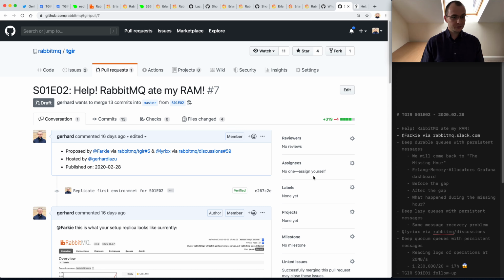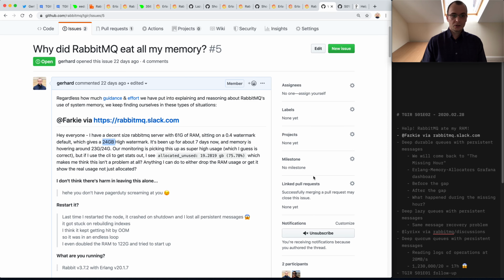This topic was proposed by Farkey via TGIR issue 5, and we have a similar discussion in RabbitMQ discussions issue 59 started by Lyrics. So the issue that Farkey has been having is a RabbitMQ node that is using too much memory. The physical host has 61 gigs of RAM, and RabbitMQ high memory watermark is set to 24 gigs.